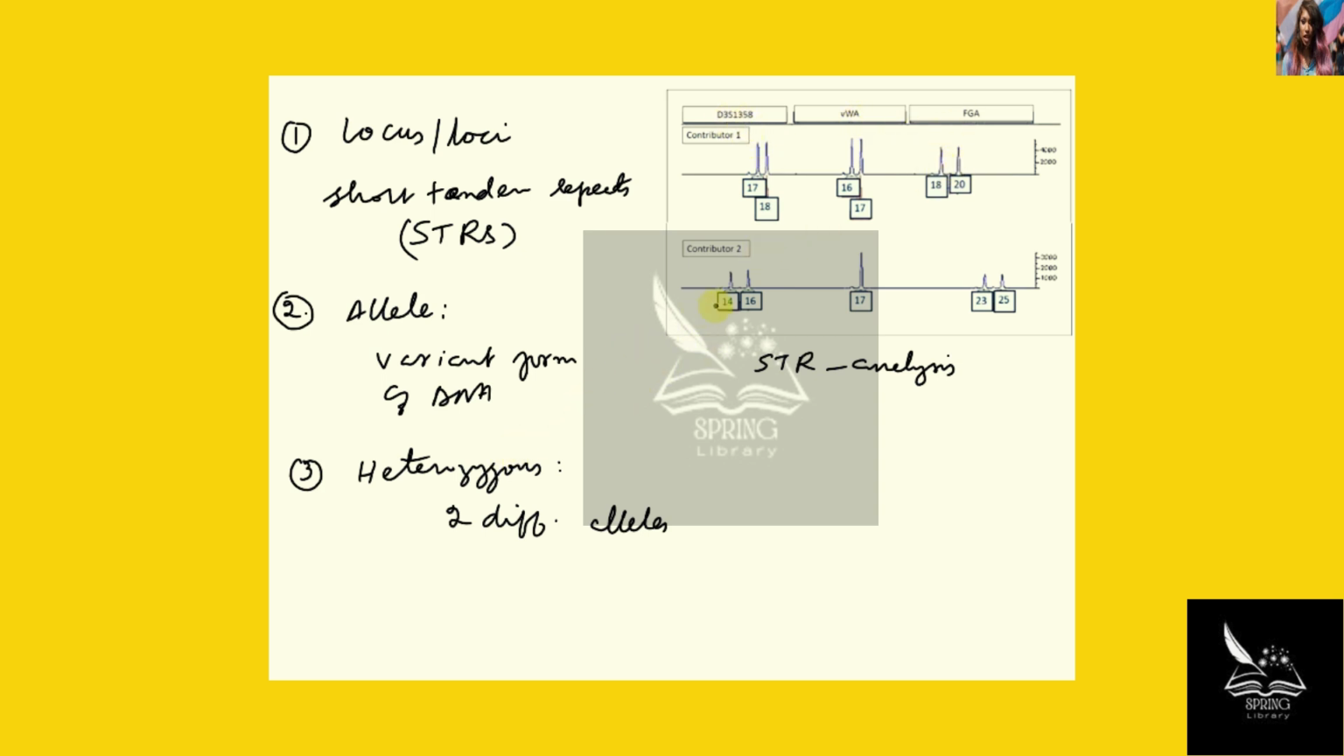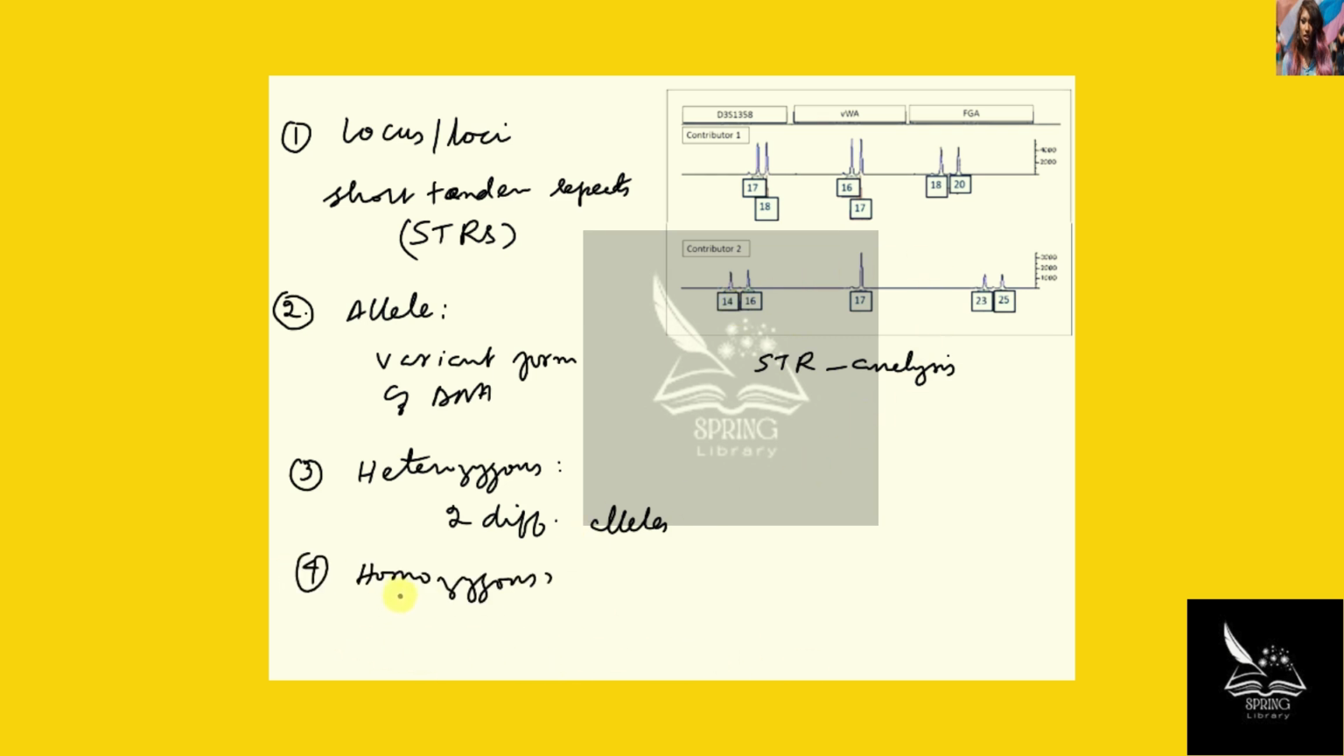Coming to suspect 2, the suspect 2 is heterozygous for two loci, the D3S1358 locus and the FGA locus only, because here suspect 2 has 14 and 16 alleles, and under FGA has 23 and 25 alleles, two different alleles, so it is heterozygous for these two loci.